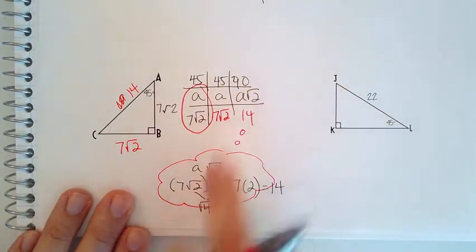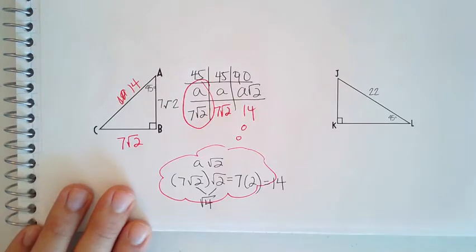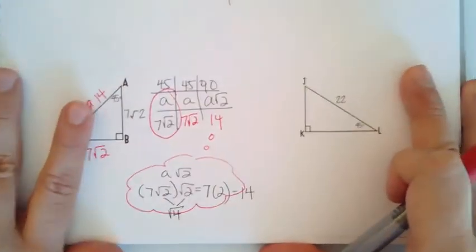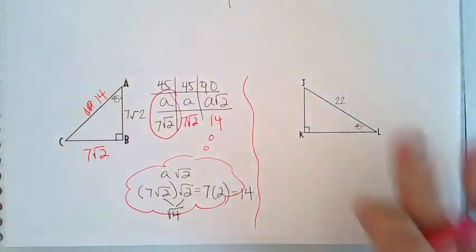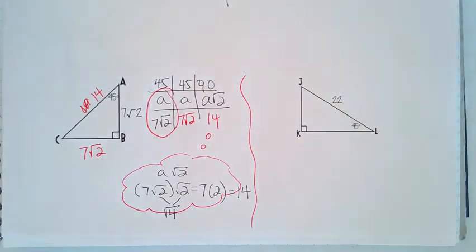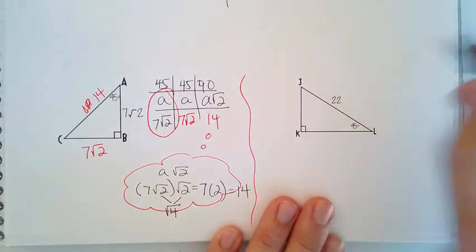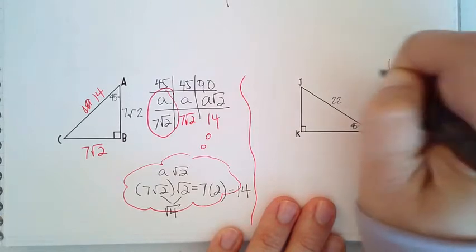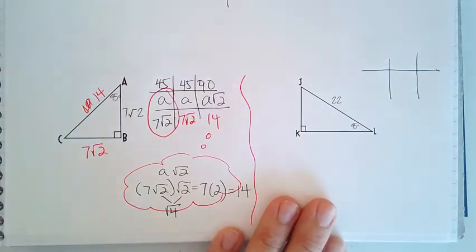That's a different kind of problem. That's looking a little different, a little harder. Here's another one that's going to be a little harder. For this one, we're given the side across from the 90.